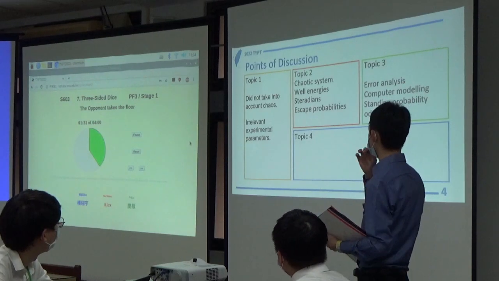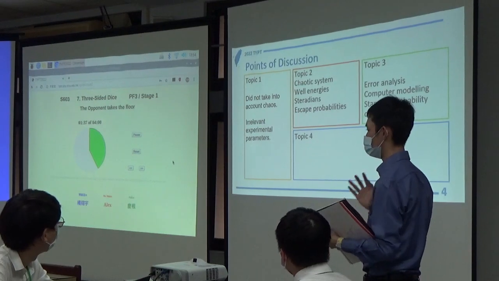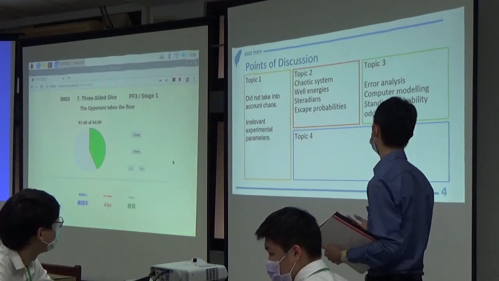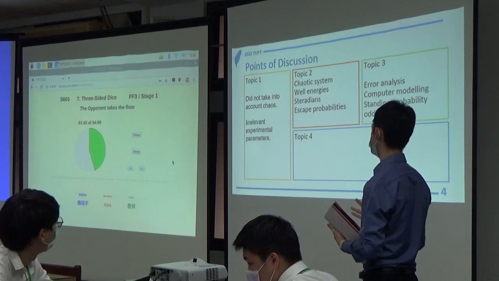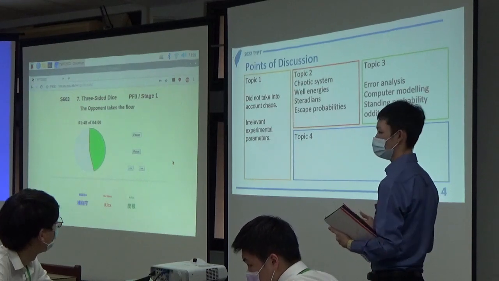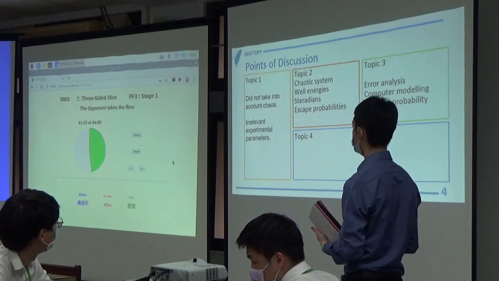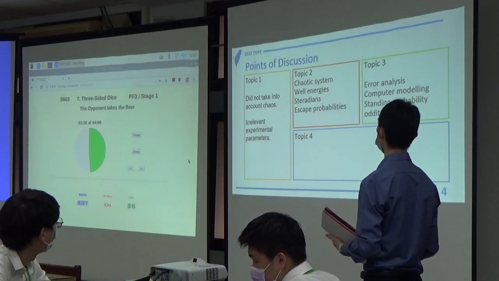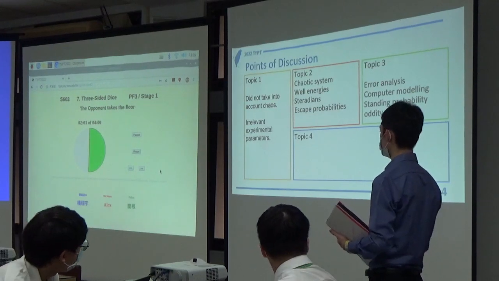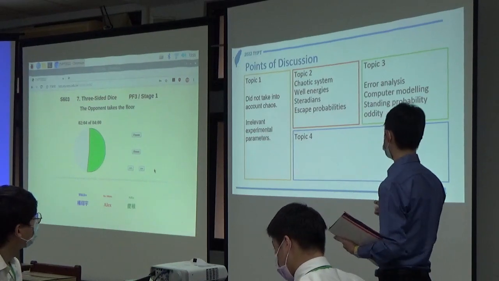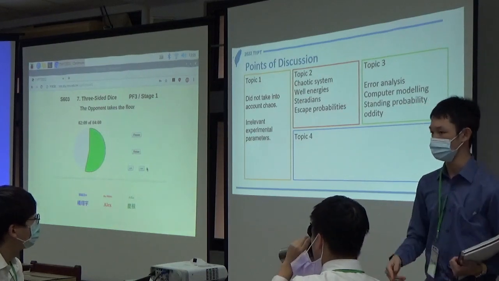So, points of our discussion. First, we'll talk about your experimental parameters and how they didn't account for a really important part of the experiment, which is chaos. Second, we'll talk about what truly constitutes this chaos, what contributes to it, and the implications of that. Then we'll talk about well energies, steradians and escape probabilities, and attempt to construct a more rigorous theoretical model using this. Then we'll move on to his experiments with error analysis and computer modeling, which also has effects on chaos, and his standing probability, which was really odd. We can start our discussion, please.